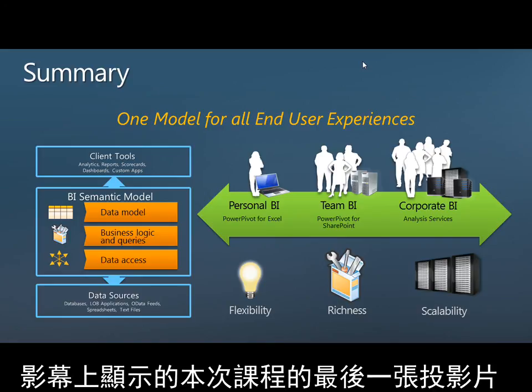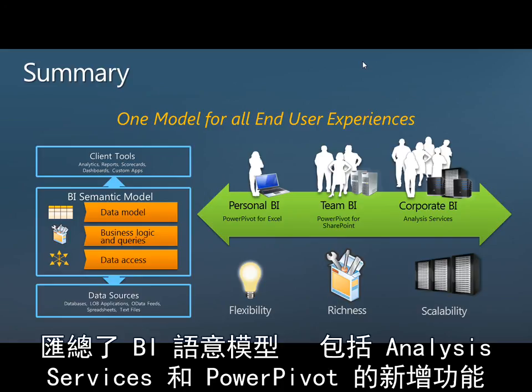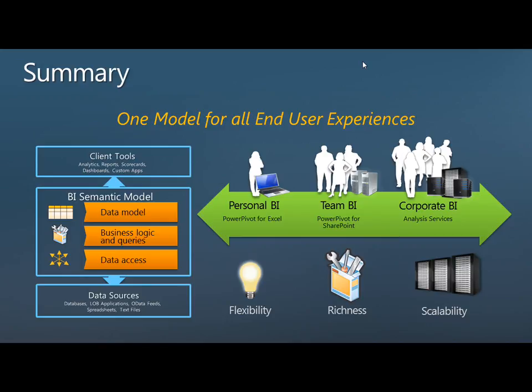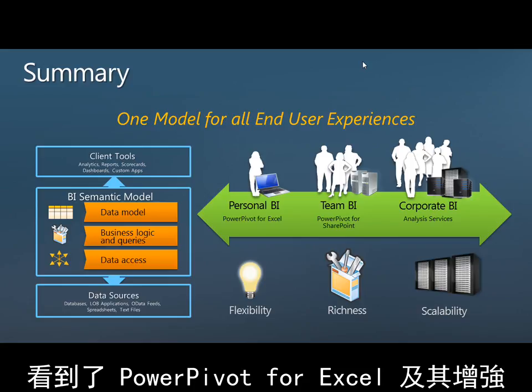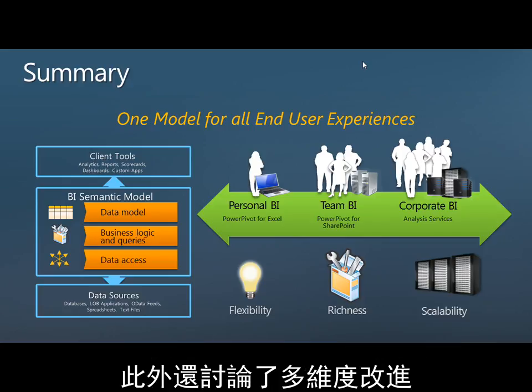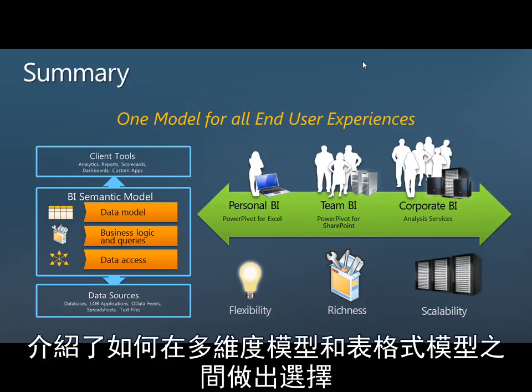Now this is the last slide. This is the summary of the BI Semantic Model and what is new inside Analysis Services and PowerPivot. We went into what the BI Semantic Model is. We looked at PowerPivot for Excel and the enhancements there. We looked at Analysis Services, the new way of building tabular models, as well as multidimensional improvements. We also talked about choices between multidimensional and tabular and how you choose one or the other.